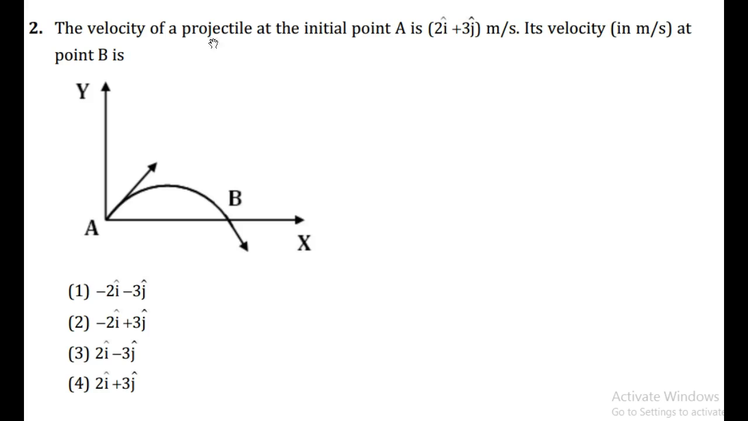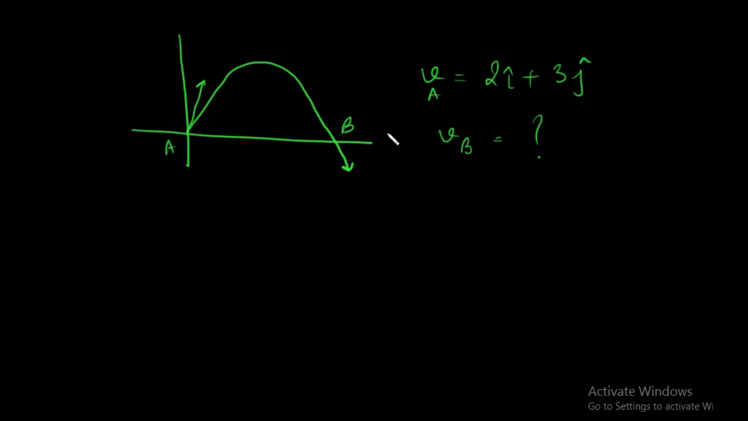You see, the velocity of a projectile at an initial point A is 2i plus 3j. Read the question very carefully. It is given velocity is 2i plus 3j. Its velocity at point B is to be calculated. Okay, these are the options. So you see in this figure, V of A is given. That means the velocity at A is 2i plus 3j. Okay, let's assume this as x-axis and this as y-axis.